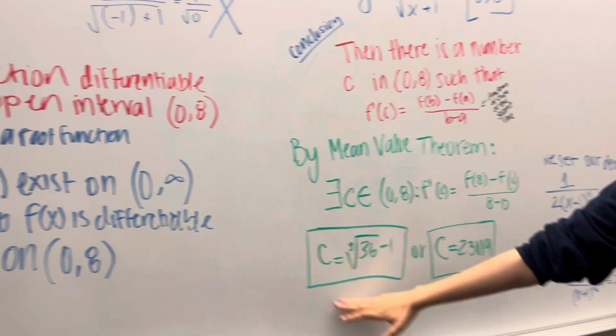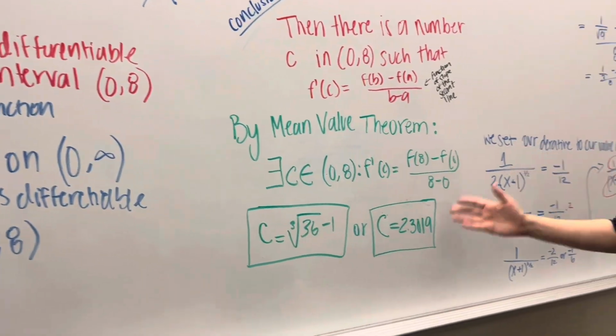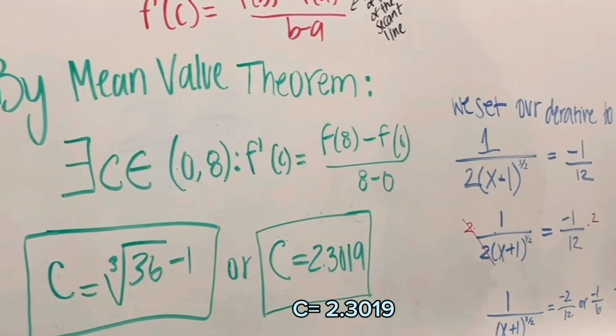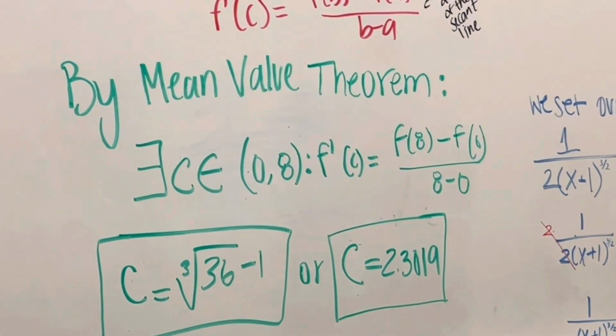And we found our c value using the mean value theorem, which satisfies the conclusion because it's between our interval.